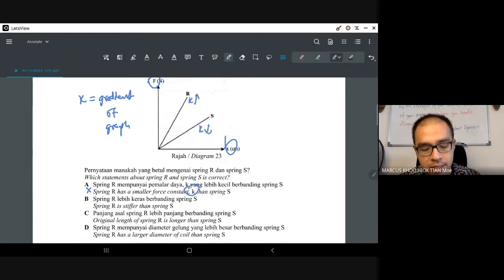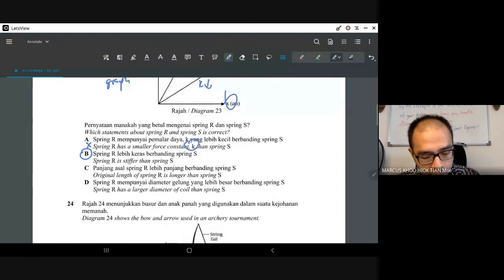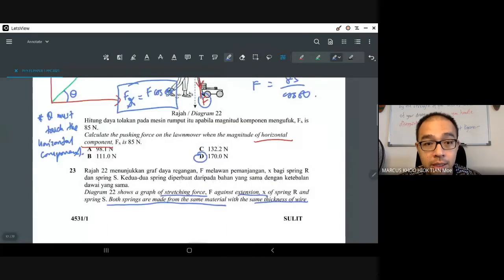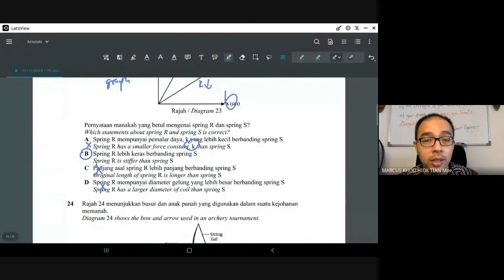Spring R is stiffer than spring S. Okay, this will be correct, because the K, the spring constant, is also a measure of its stiffness. Nothing to do with length and definitely nothing to do with the larger diameter of coil, because it is the same thickness, it is the same length, everything, semua sama. So only the difference is the thickness.